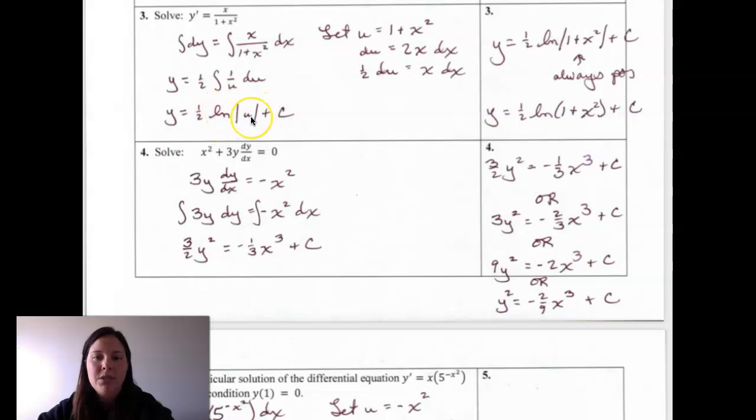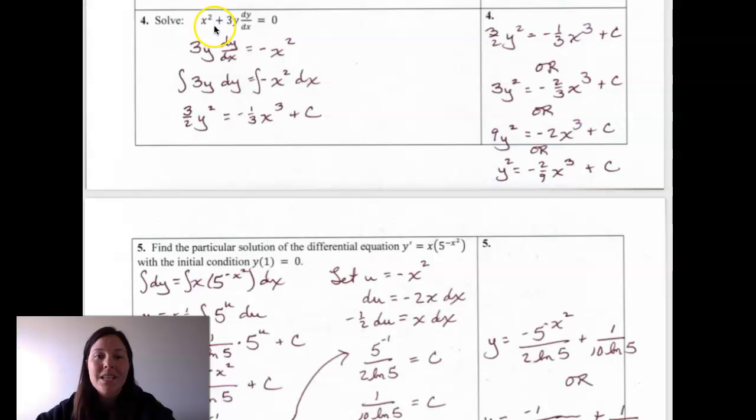Don't lose your absolute values. Always, always, always put your absolute values with natural log when you integrate. In this case, when I subbed back in, 1 plus x squared is always a positive expression. So then I can drop those absolute values if I choose. If you leave the absolute values, that's fine too, but I need to see them initially when you integrate with a natural log.